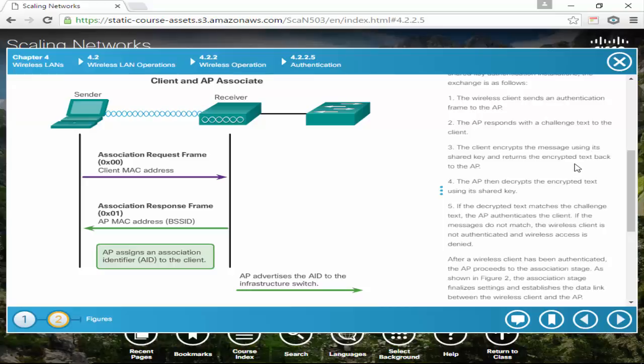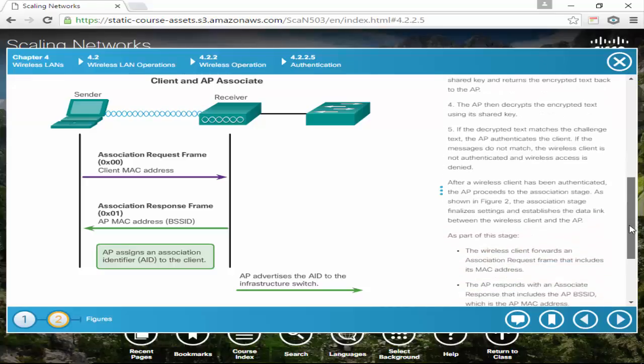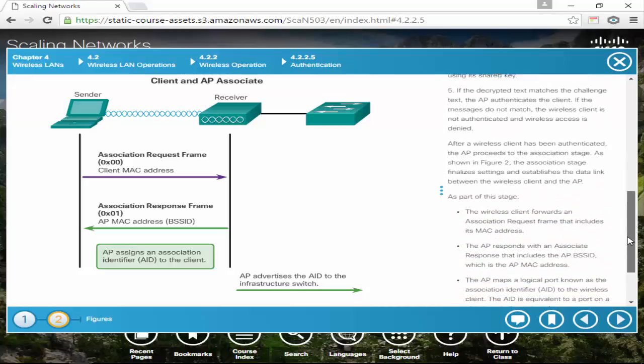So hopefully you guys will learn about public and private keys, and this will make more sense when you're in Security Plus. The AP then decrypts the encrypted text using its shared key. If the decrypted text matches the challenge text, the AP authenticates the client. If the messages do not match, the wireless client is not authenticated because it didn't use the right shared key. Okay, and access is denied.